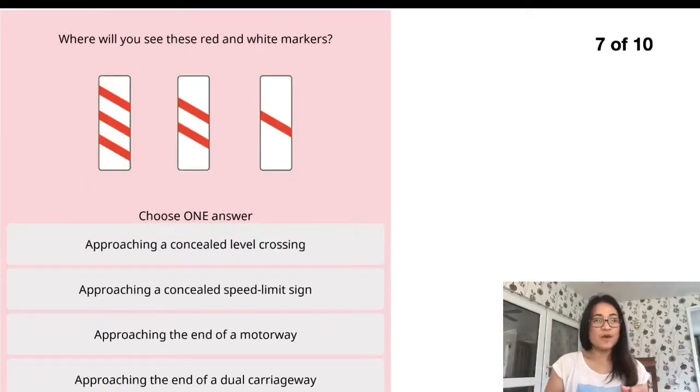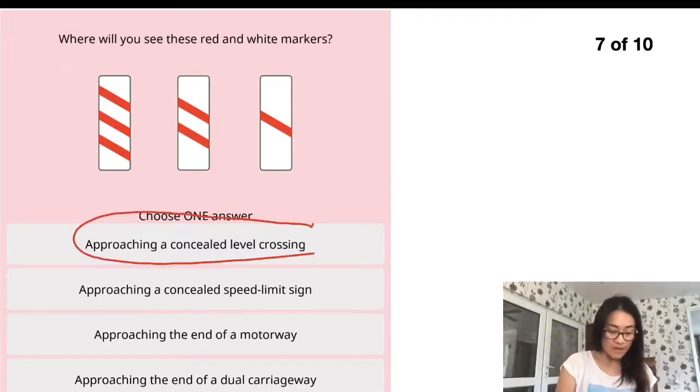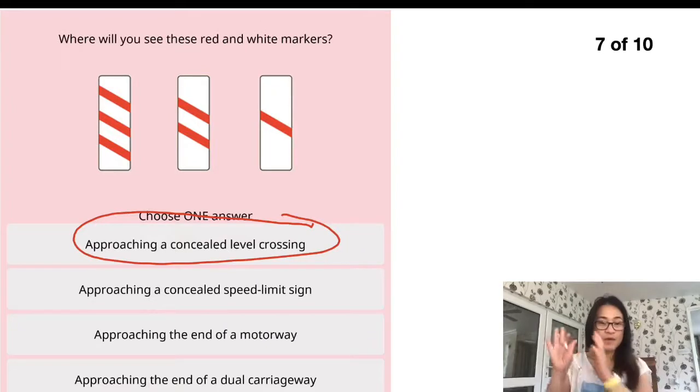Question 7. Where will you see these red and white markers? I would like you to remember that the red marker like this is about level crossings. It means you're approaching a concealed level crossing, correct? The red marker like this means you're approaching a level crossing. If it's the blue color, it means exiting the motorway.